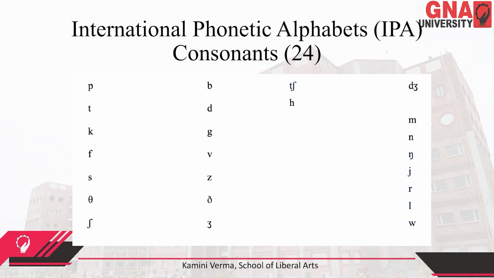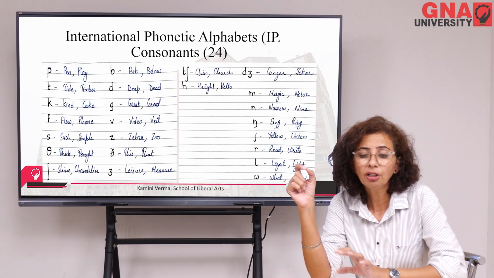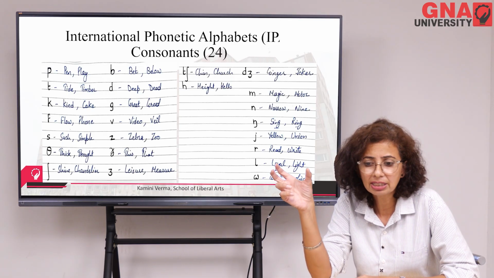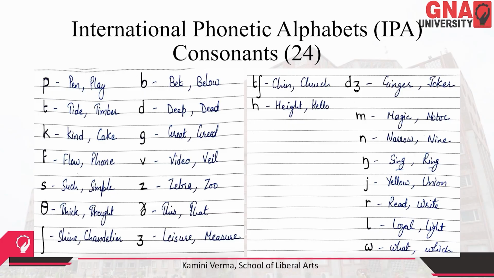Moving ahead with the next slide, here go the same sounds with the same pairing. I'll take slow pauses over here to explain all these sounds to you. The very first on the top left is P. P as in the word pen, as in play, as in plague, as in pallor. So this is called P.